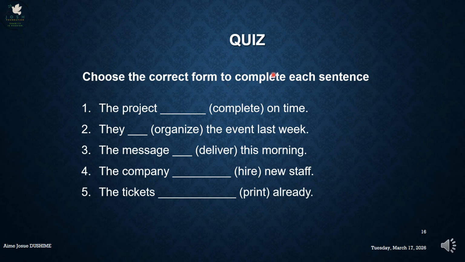Choose the correct form to complete each sentence. The project dash dash on time. They dash dash the event last week. The message dash dash this morning. The company just dash dash new stuff. The tickets dash dash already. You're going to fill in with the appropriate answer and the appropriate voice to be used.